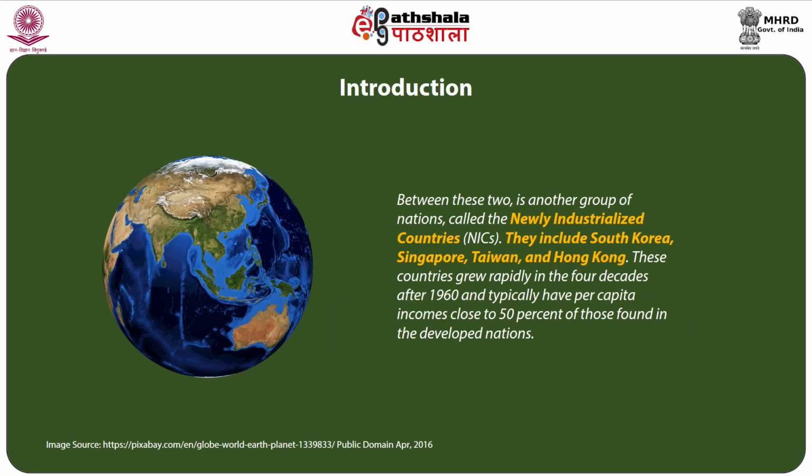Between these two is another group of nations called the newly industrialized countries. They include South Korea, Singapore, Hong Kong, and Taiwan. These countries grew rapidly in the four decades after 1960 and typically have per capita income close to 50% of those found in developed nations.